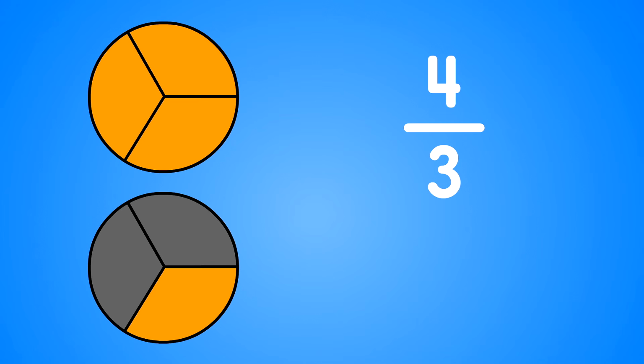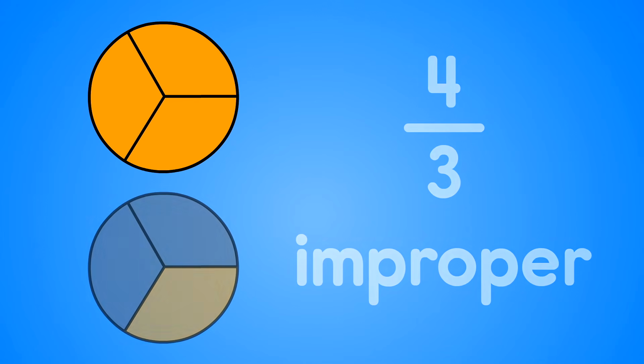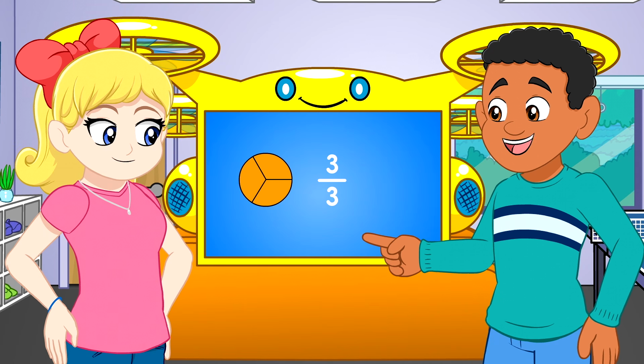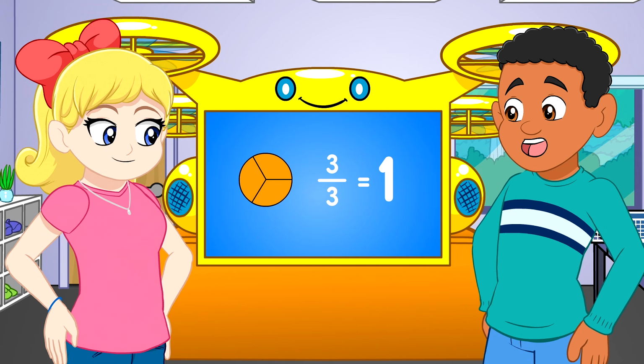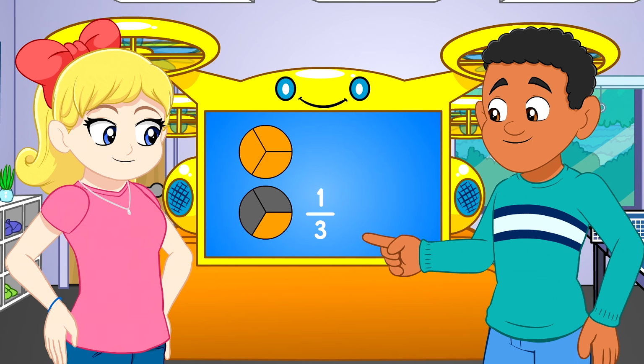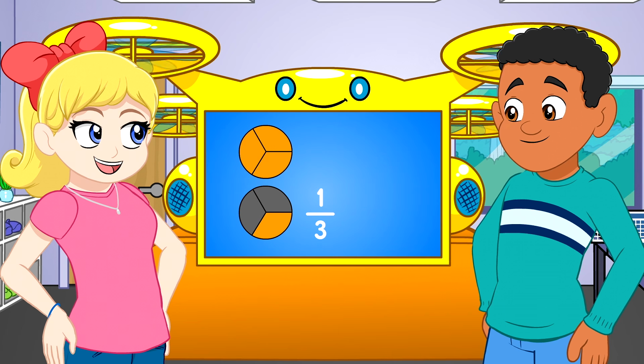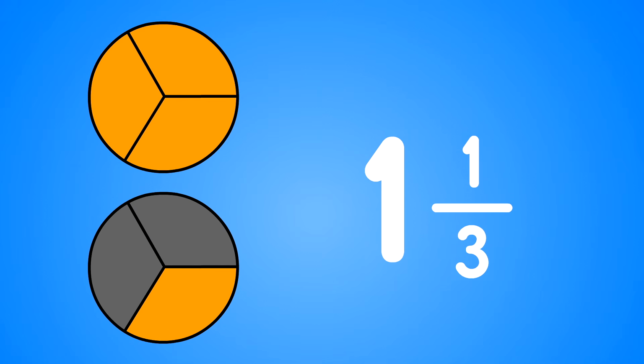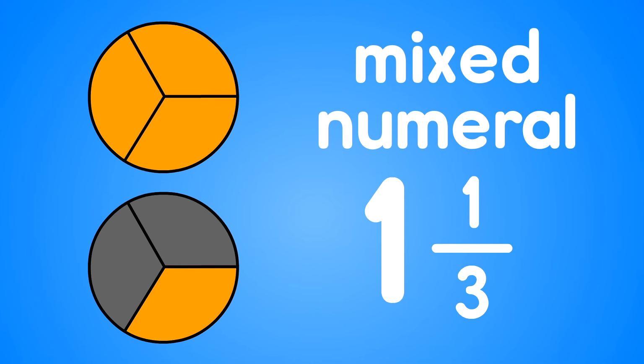Four thirds. Improper. I just noticed something. 3/3 of a circle is the same as one whole circle. And we have 1/3 of another circle. Boy, you catch on fast, Newman. Another way to write 4/3 is 1 and 1/3. This is called a mixed numeral because we have a whole number and a fraction mixed together.